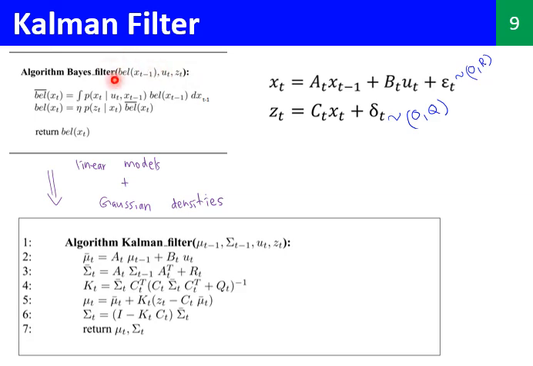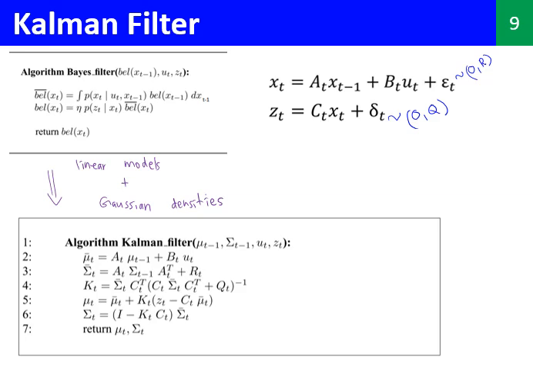So bel x t minus 1 is the previous belief in the Bayes filter, and in the Kalman filter we have the same thing in the form of a Gaussian. So the previous estimate is given by a mean mu t minus 1 and a covariance sigma t minus 1. Similarly, if you look at the output, in the Bayes filter we have bel xt, and in the Kalman filter we have mu t and sigma t, which is again the same thing in the Gaussian world.